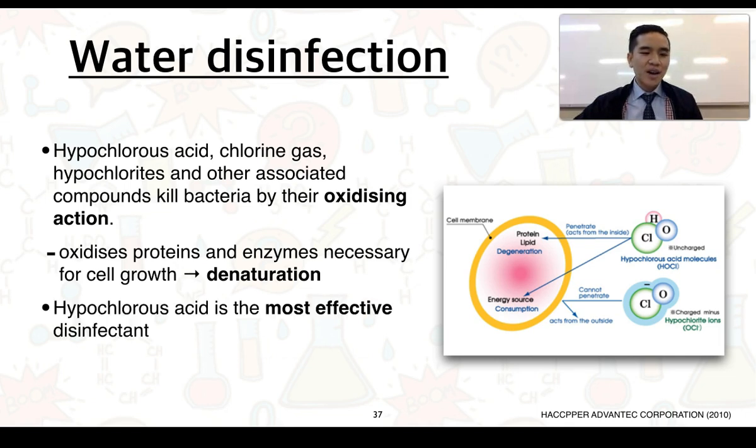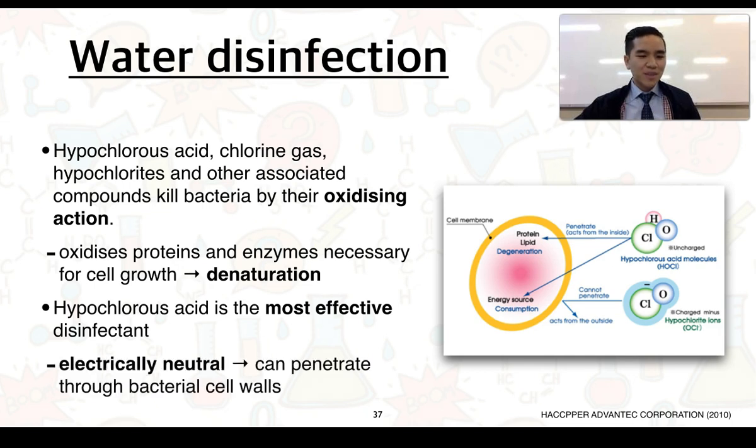Out of these, we say that hypochlorous acid is the most effective disinfectant, and the reason for that is because it is an electrically neutral substance, and this means it can penetrate through the cell walls of bacteria. Bacterial cell walls are typically negatively charged, so we can see that hypochlorite ions would actually have a very hard time penetrating through the cell wall, so they would typically have to act on the outside, and eventually they can kill bacteria through this oxidizing action.